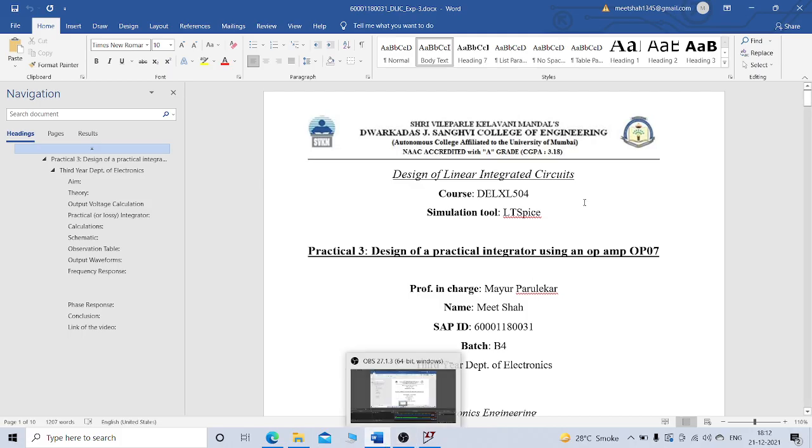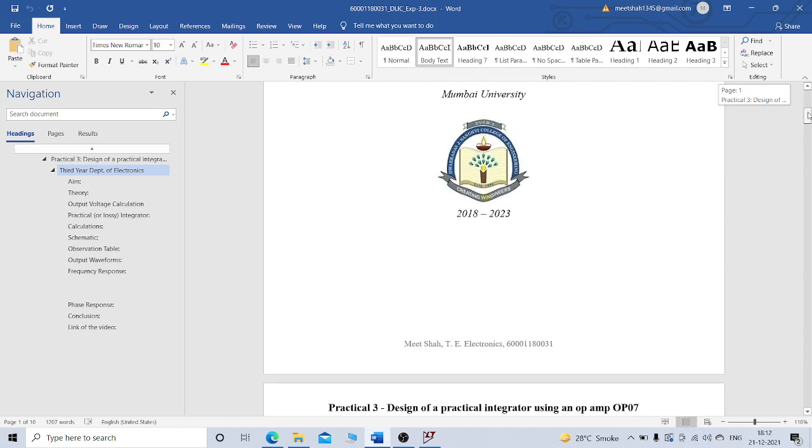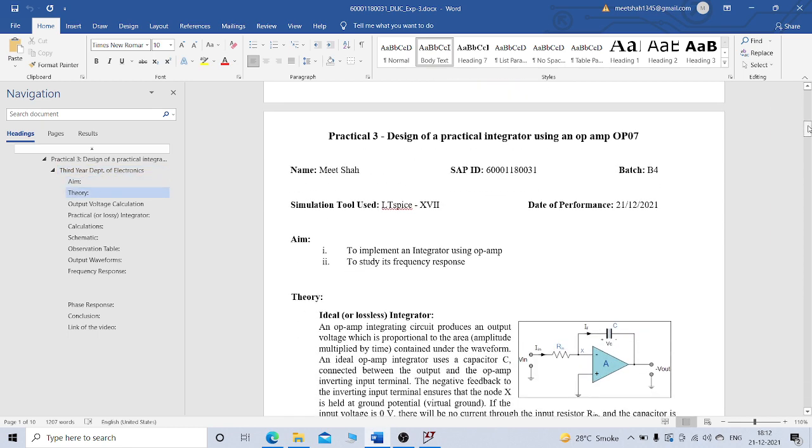Hello everyone. So today we are doing design of linear integrated circuit, practical number 3. Design of a practical integrator using an op-amp OP07. My name is Shah, SAP ID 6260001180031. The simulation tool we have used today is LT Spice.